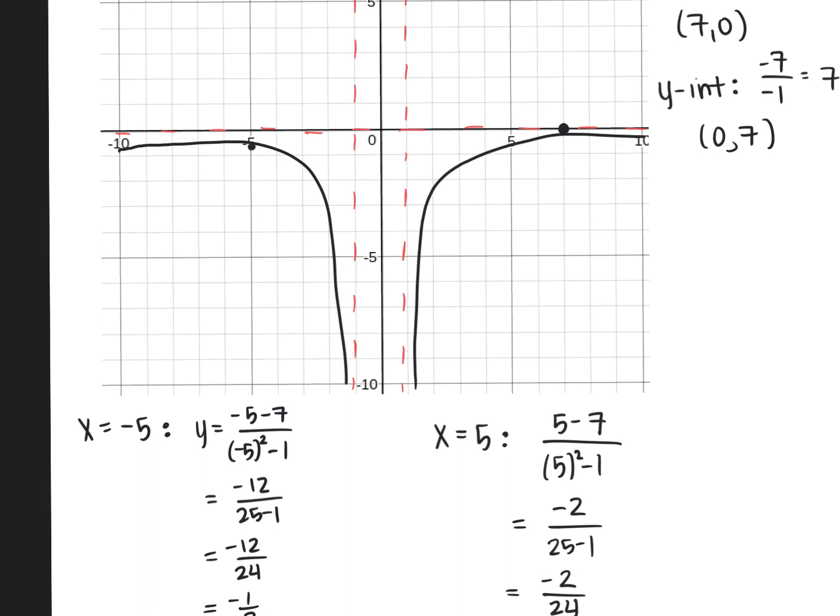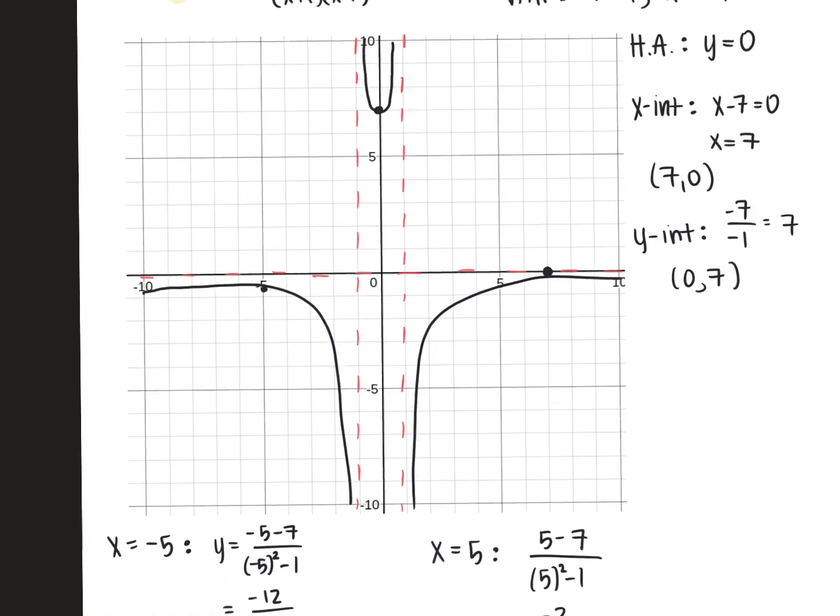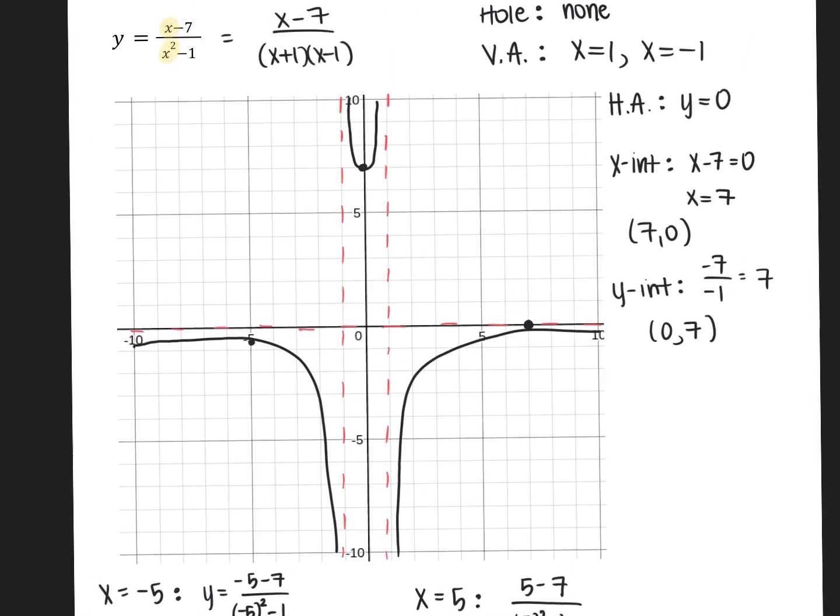Roughly. Okay. And you can verify it with Desmos. You can graph this in Desmos and you will see a graph that looks very, very similar to what we have on our paper. So let me know if you have any questions about graphing rational functions, whether it relates to holes, vertical asymptotes, horizontal asymptotes, or finding x and y intercepts.